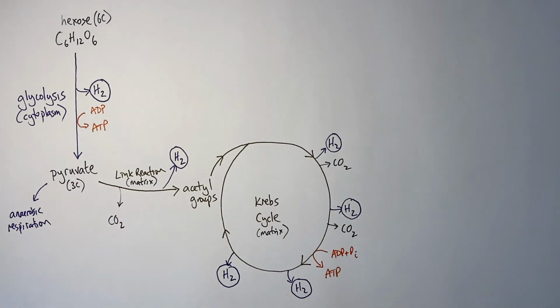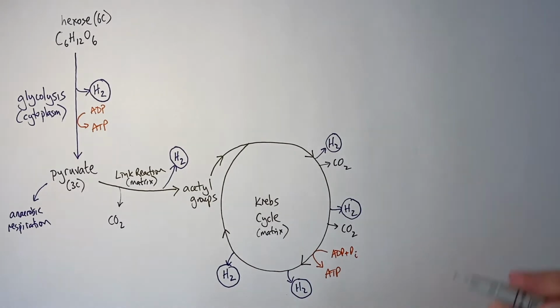And those hydrogens have to be moved to somewhere where they are able to have their energy released and put to some use, i.e. to make ATP. And the place that happens is in the inner mitochondrial membrane.